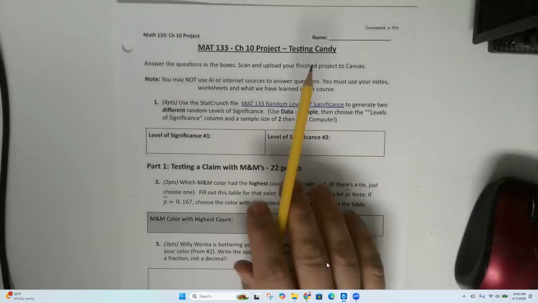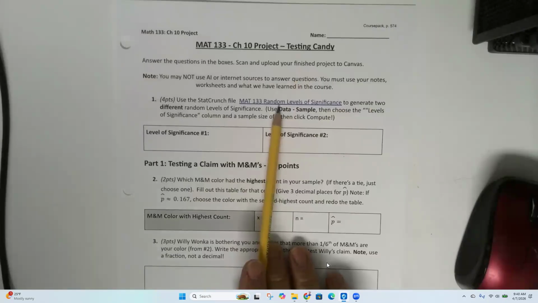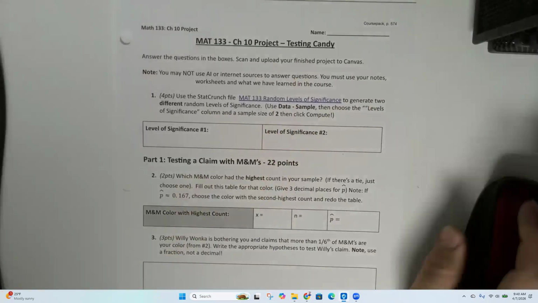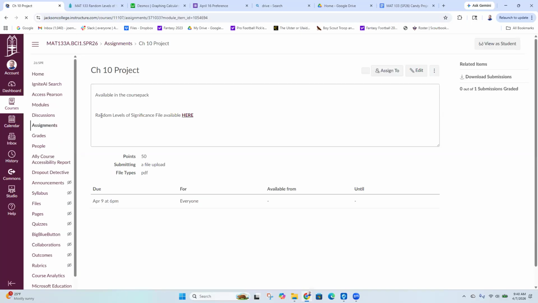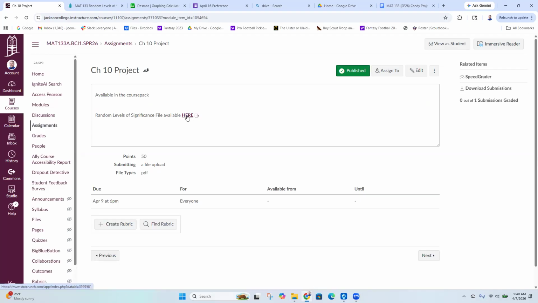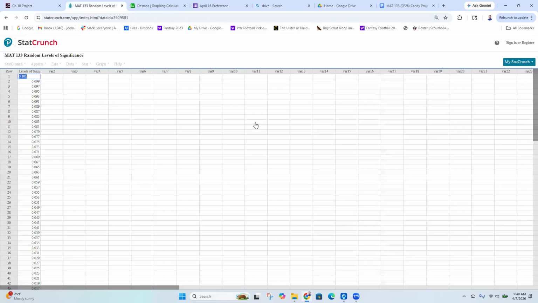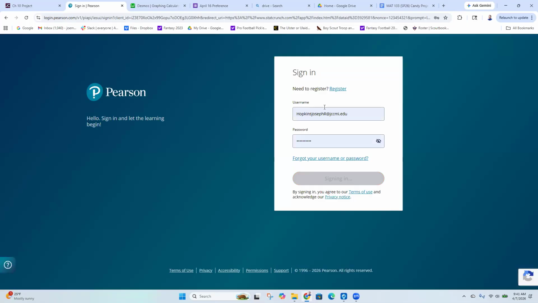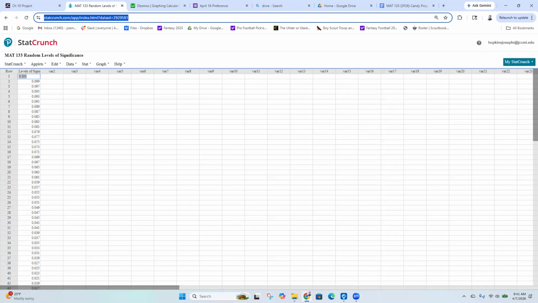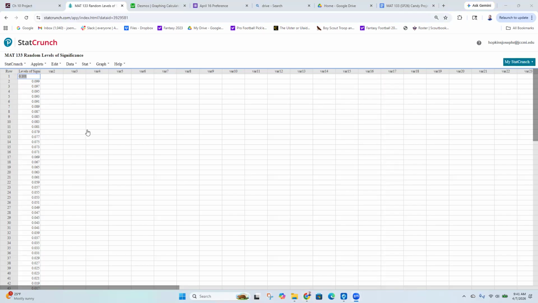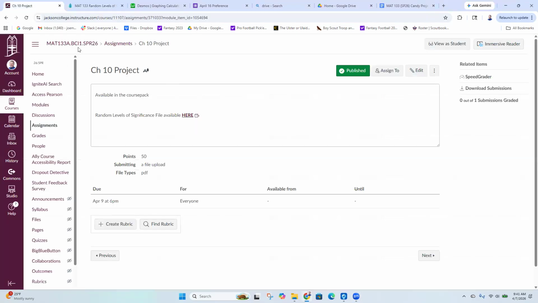All right, so in addition to your candy numbers, you're also going to need to click on the link to the random levels of significance. So we're going to come over here to StatCrunch. In Canvas, if you click on the Chapter 10 project, there is a link for random levels of significance here. If you click on that, that will open up this StatCrunch link. Make sure you sign in, and I'll drop this one in the chat for you, so you don't have to go search for it. So you'll need that link as well. All right, let's go back to our project.